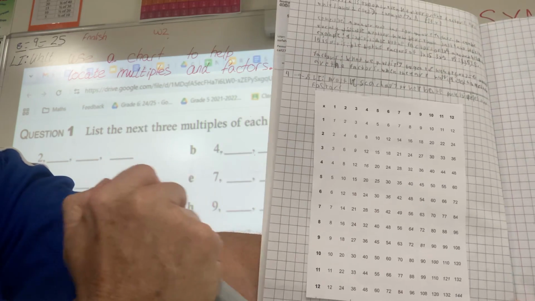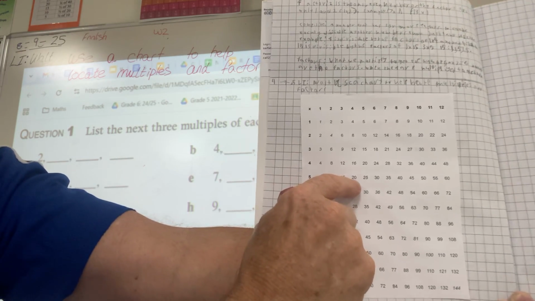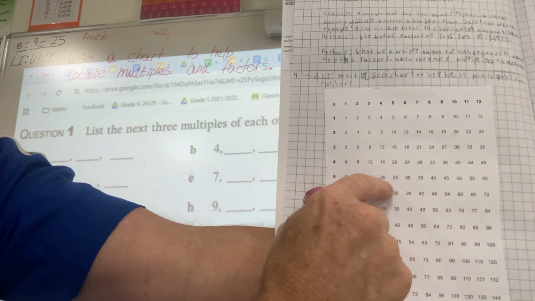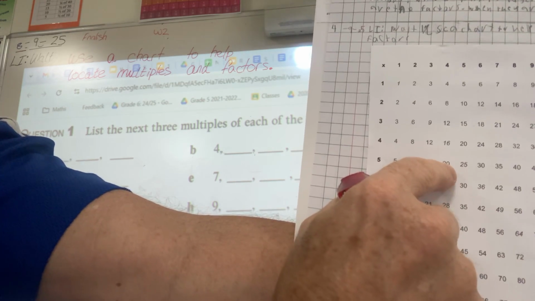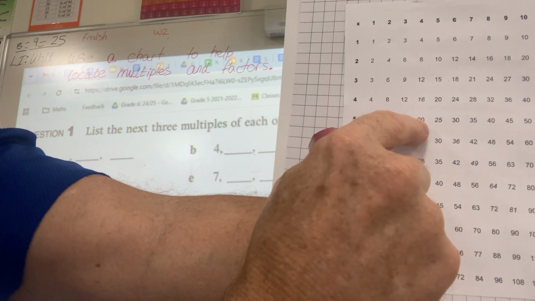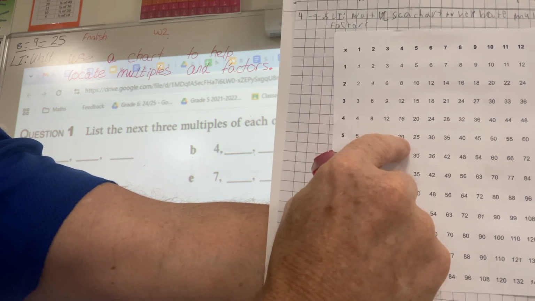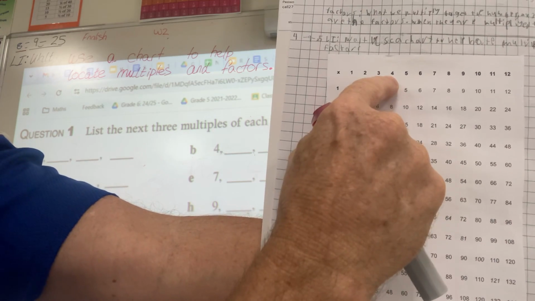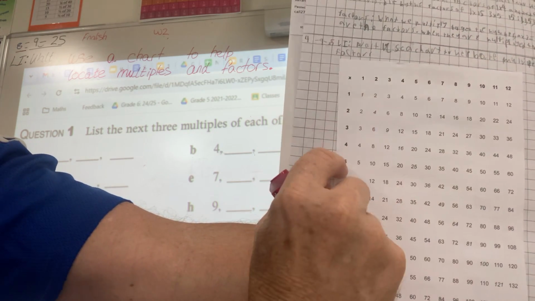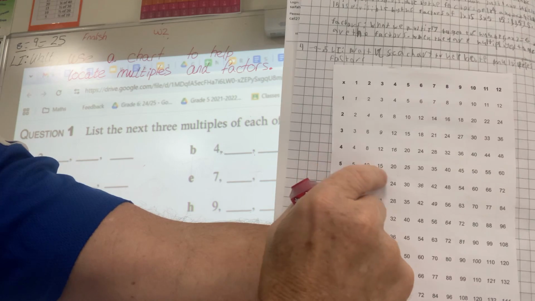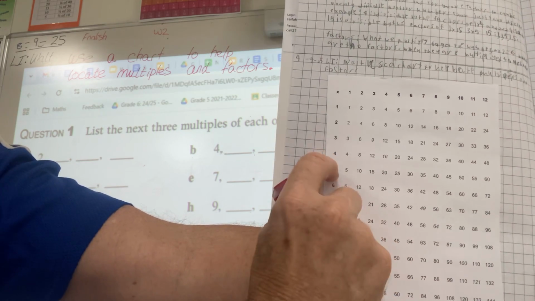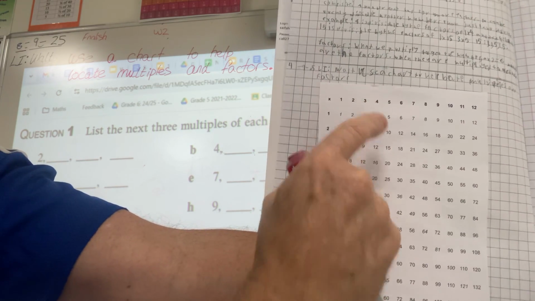There are all these little tricks to help you. Now, if I wanted to do it the other way, if I wanted to find factors of maybe 20, I find 20 here, and if I go across, 5 runs into 20. If I go straight up, 4. So 4 and 5 are factors of 20, because 5 times 4 is 20.